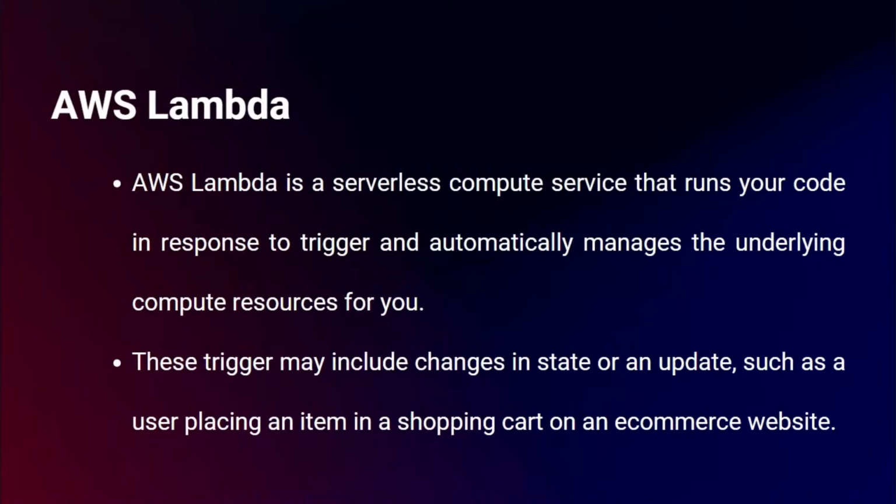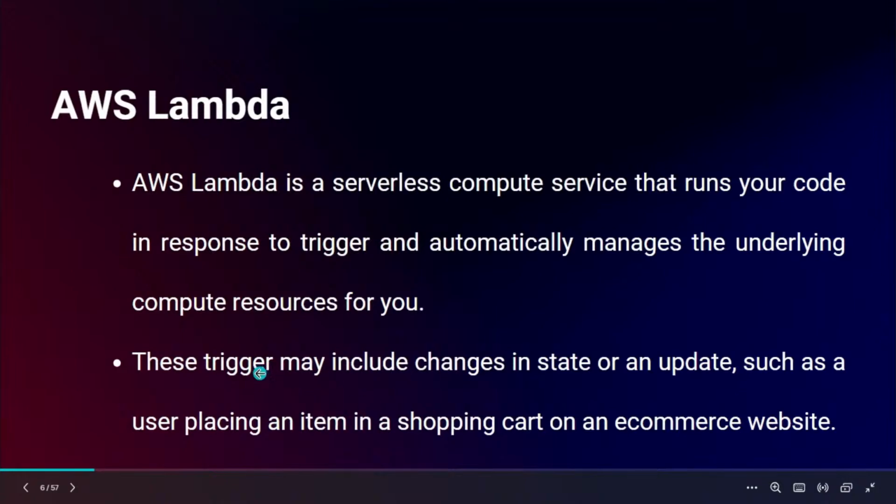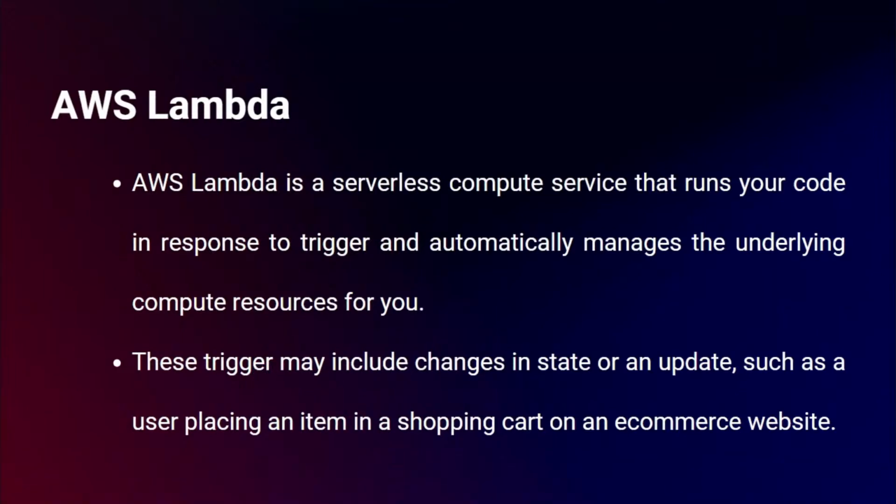Coming to AWS Lambda, as I told you earlier, AWS Lambda is a serverless compute service that runs your code in response to a trigger and automatically manages the underlying compute resources for you. You can use it for automation tasks, and these triggers may include an update or something like that happening. If you have a website, for example, if someone adds an item to a shopping cart, you may have to do some processing, like show them the price, or send them a query email. This should be done automatically, and you can use Lambda for it.